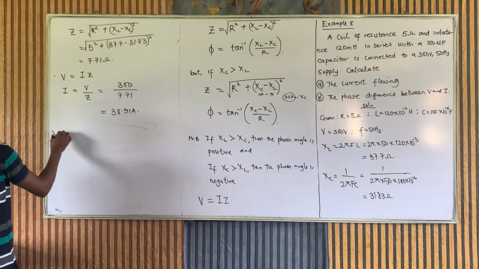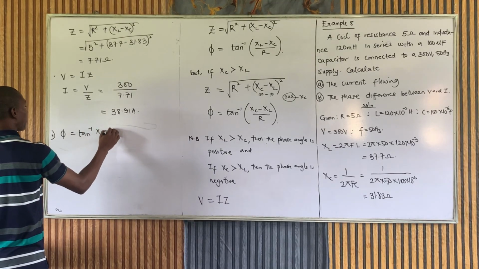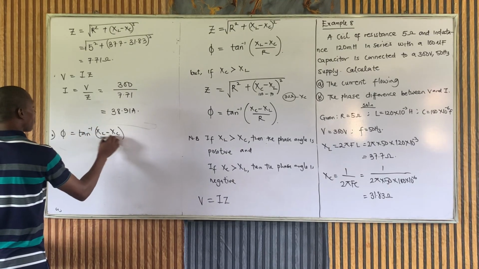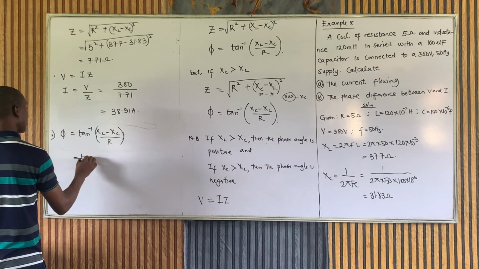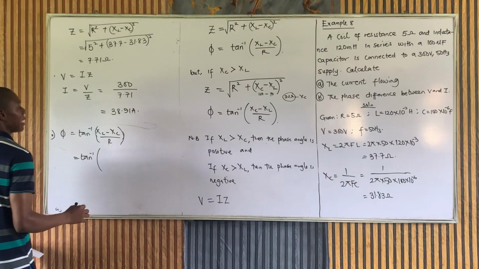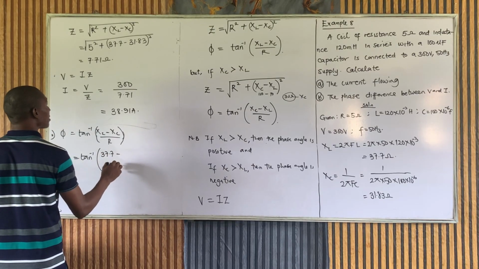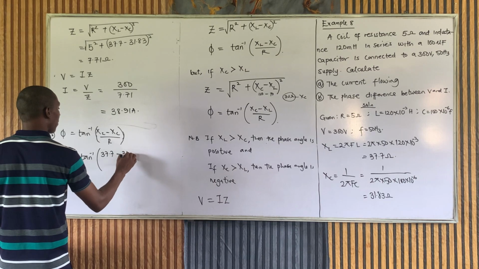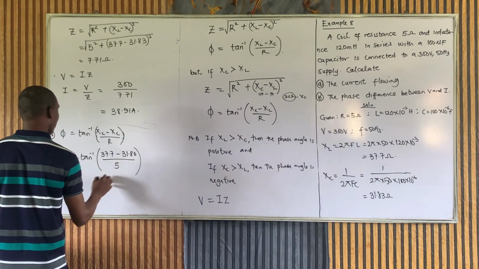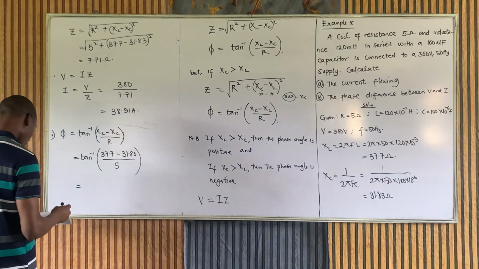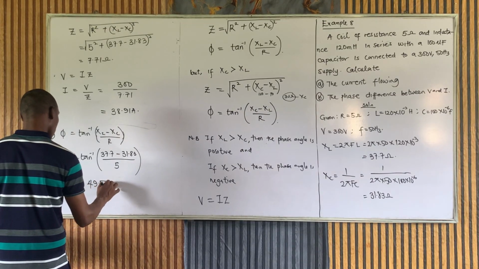Now, lastly, the phase angle. For the phase angle, phi, it is tan inverse of (XL minus XC) over R. So that will be tan inverse of XL, which is 37.7, minus XC, 31.83, all over R, 5. If we do this, we are going to have 49.58 degrees.